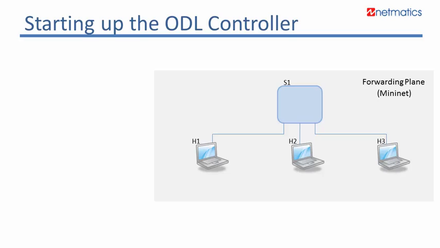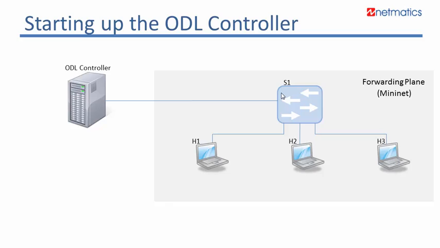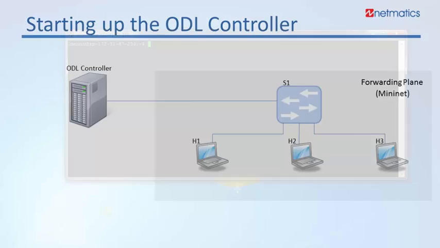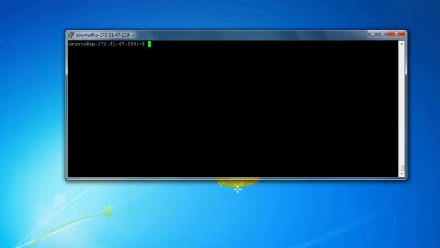And the reason is that the switch, S1 that we see here, is Open vSwitch, which does not have control logic. After that, I'll start up ODL controller, which will connect to the switch, and it will know how to process those ICMP packets, and the traffic will start flowing between the hosts. Okay, so let's go to the server and create our forwarding plane, and then start up the controller.